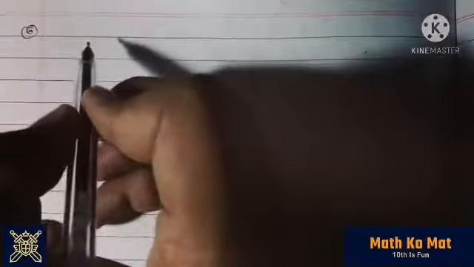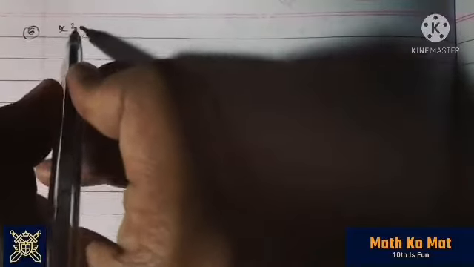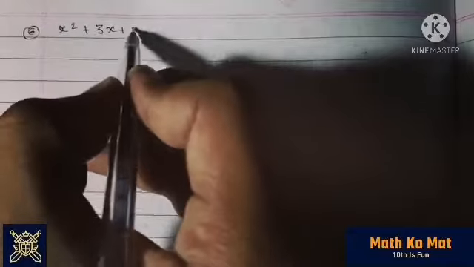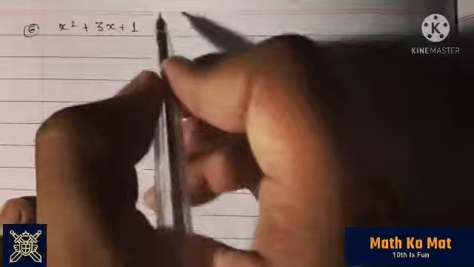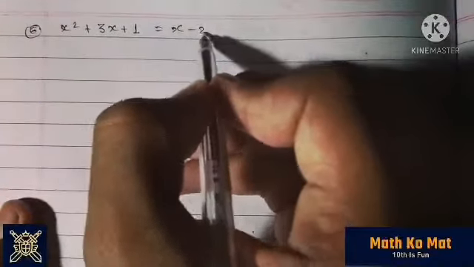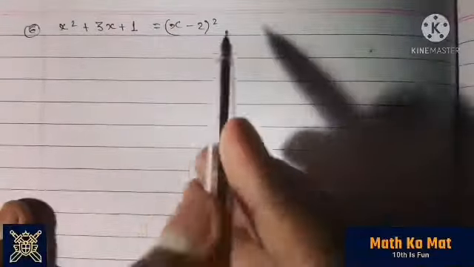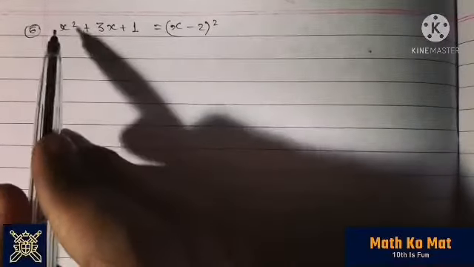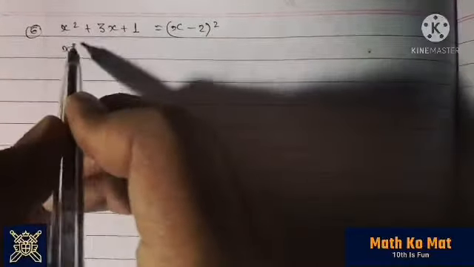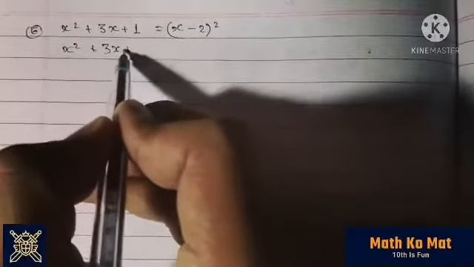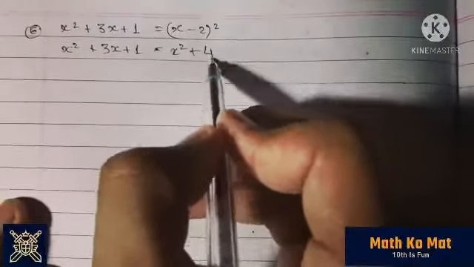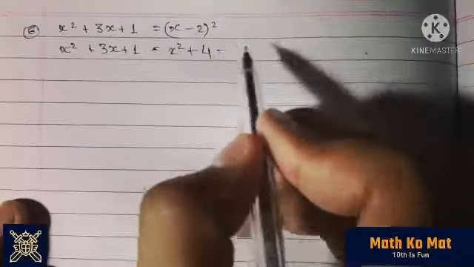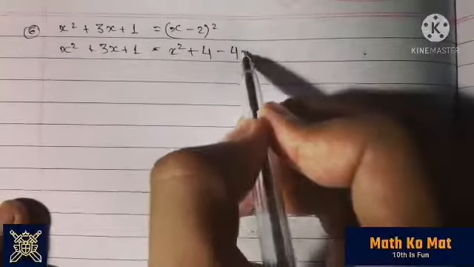So for the sixth part, we have x squared plus 3x plus 1 is equal to (x minus 2) whole square. Now as you can see, on the RHS you can use the identity, and the LHS is already simplified. So just copy that. x squared plus 3x plus 1 is equal to x square plus 2 square, that is 4, minus 2 into 2, that is minus 4 into x, so minus 4x.